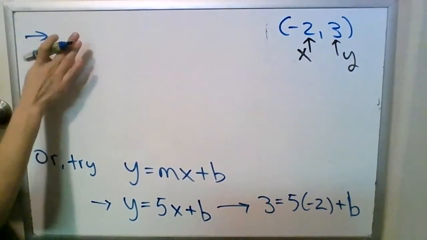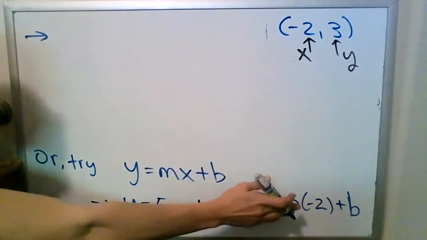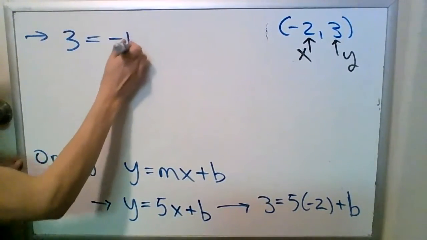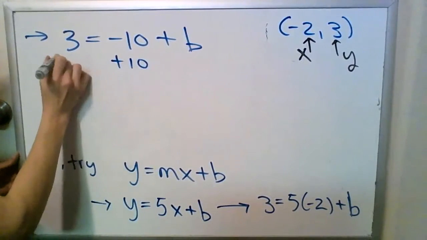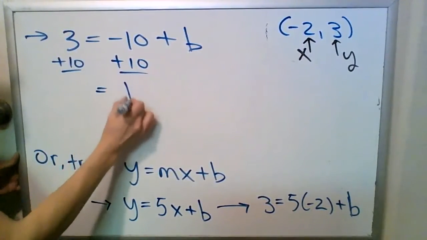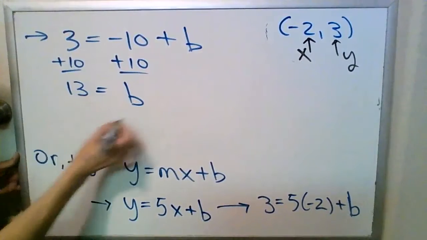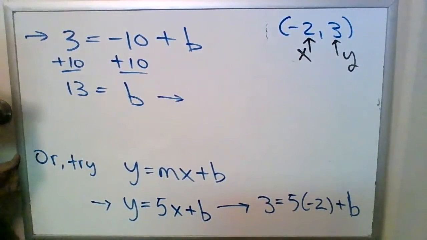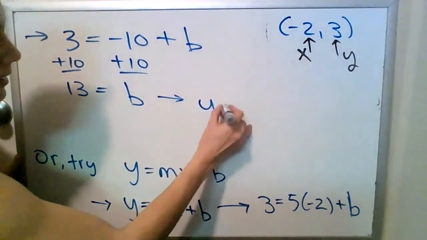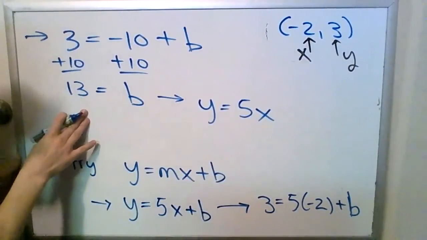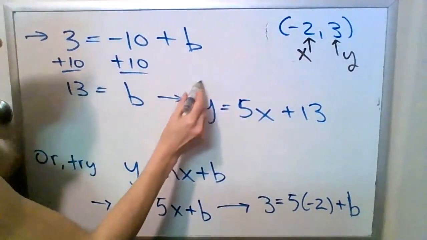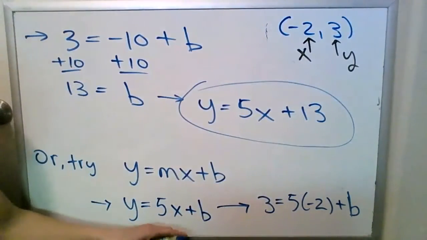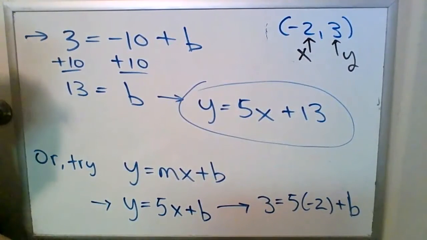Continuing over, 3 equal to -10, and then add b. So add 10 to both sides. Solve for b. B is equal to 13. So you go back to your y equals mx plus b, where you know what m is, it's 5. And you know what b is, it's plus 13. We have the same answer, just a different way of finding it.